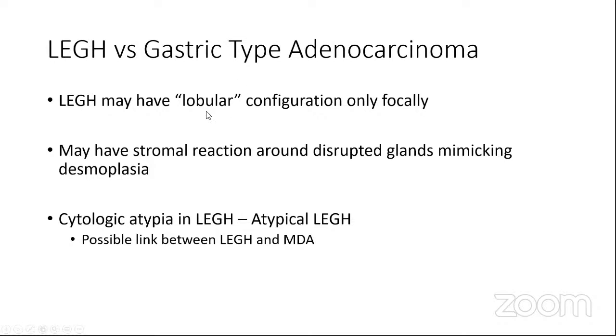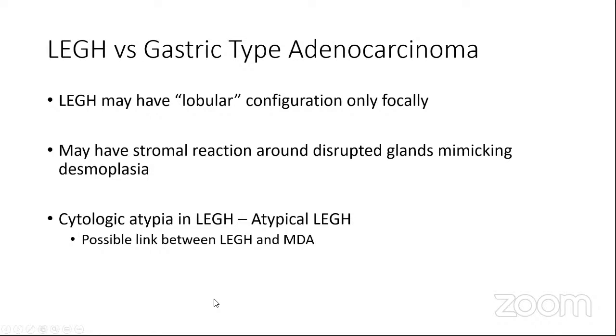LEGH usually has a lobular configuration, but it can be very focal. You can have stromal reactions around these glands that mimic desmoplasia, so you have to be careful not to overinterpret that. But what about the ones that do present with cytologic atypia? What do we call those? How do we know they're not actually carcinomas?